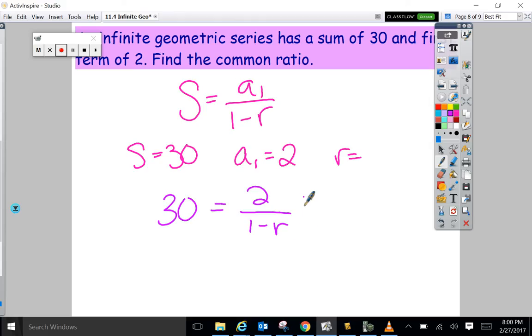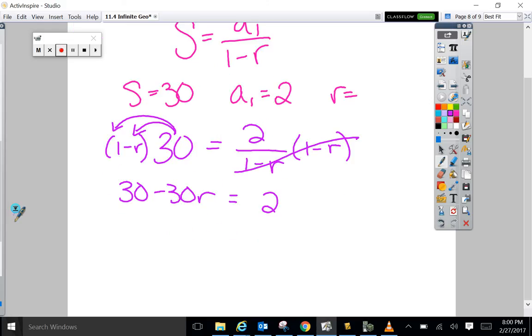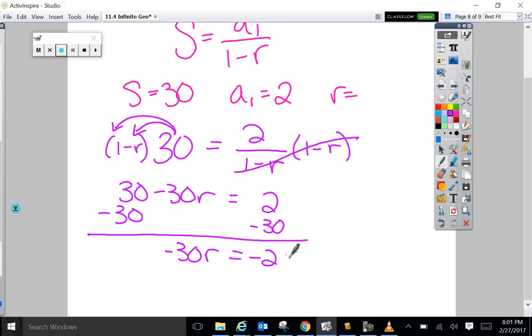So we multiply both sides by 1 minus R. Over here, 1 minus R on the top and on the bottom will cancel. It simplifies to just 1. So over here you get 2. Here you have to distribute the 30. 30 times 1 is 30. 30 times negative R is negative 30R. Then solve for R. Start by subtracting 30 on both sides. So we get negative 30R equals negative 28.